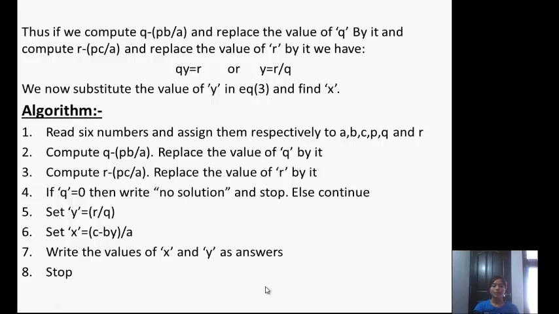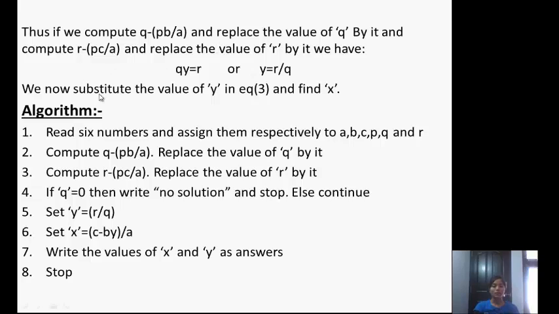Thus, if we compute q minus pb upon a and replace the value of q by it, and compute r minus pc by a and replace the value of r by it, we have qy equals r, and y equals r by q. We now substitute the value of y in equation 3 and find x. In this way, we can find our value for x and y.